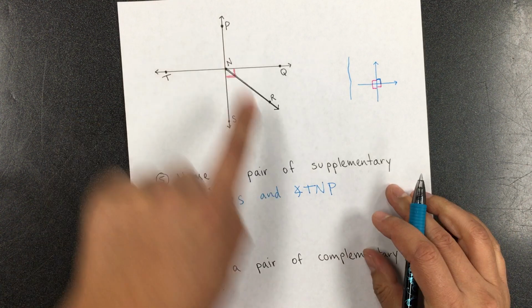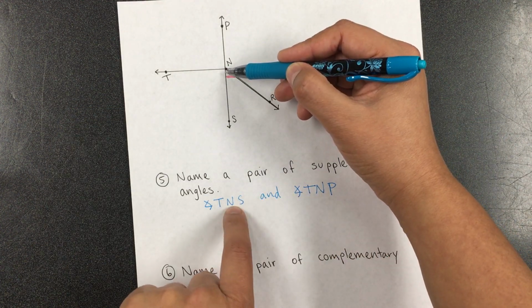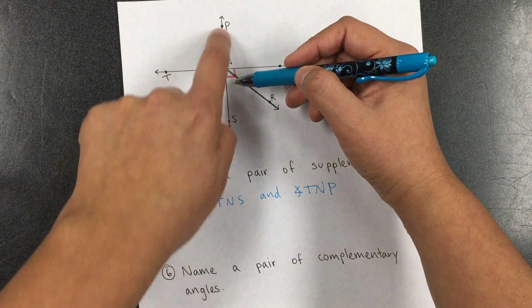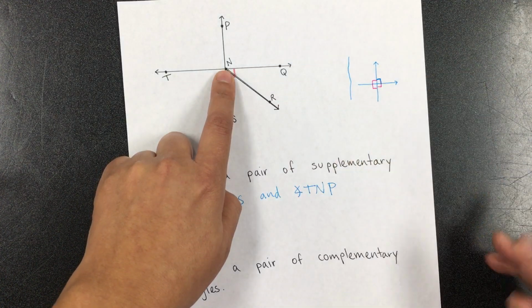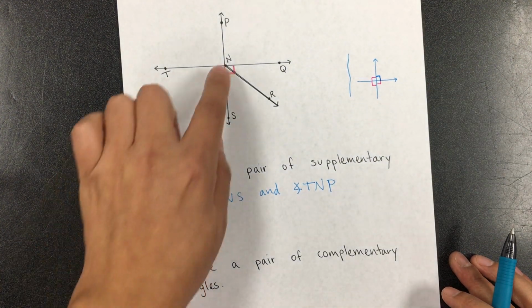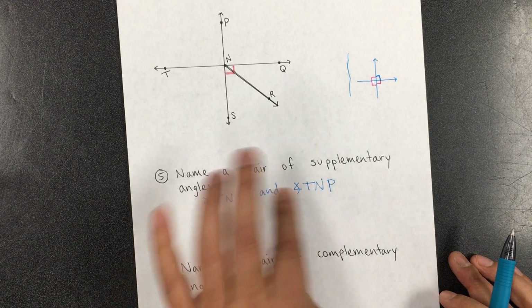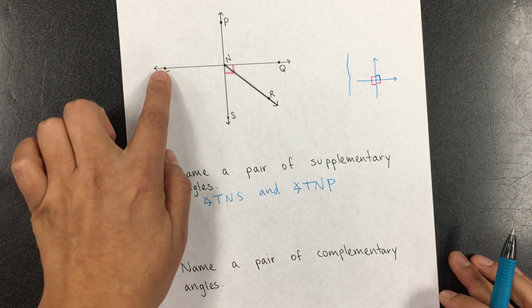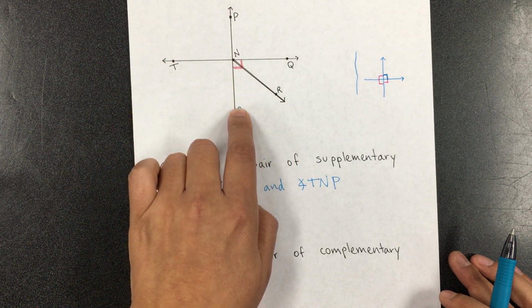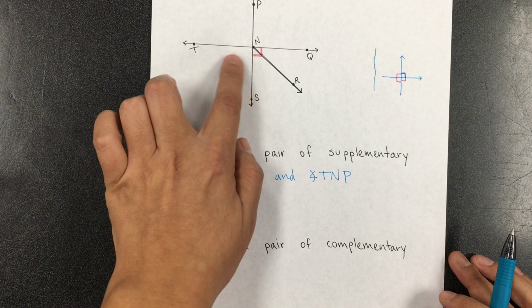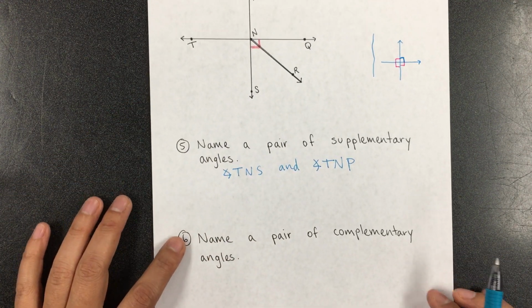Now remember that the vertex always goes in the middle, okay? You cannot say angle TPN, okay? Because then you are going to be forming a new angle that does not exist in there. Okay, the vertex of the angle always goes in the middle. So that's one pair, but you can always form another one. This is supplement to this one, or this angle is supplementary to this one, okay? Because both are 90 degrees. But I'm just going to give that example right there.